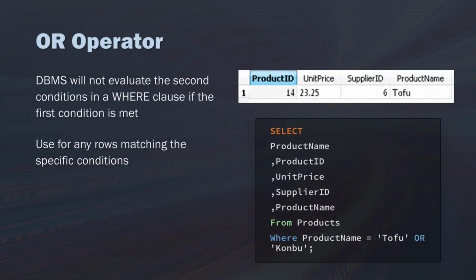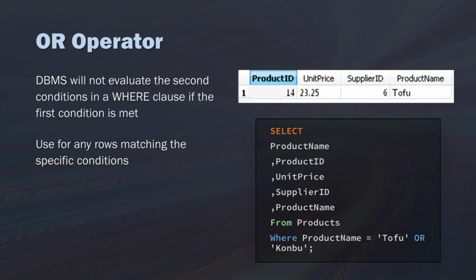Another operator is the or operator. An important thing to know about this is that a database management system will not evaluate the second condition if the first condition is met. So you're not going to want to use this for something when you want to check for both of the values. Remember that you would want to use and in that instance.